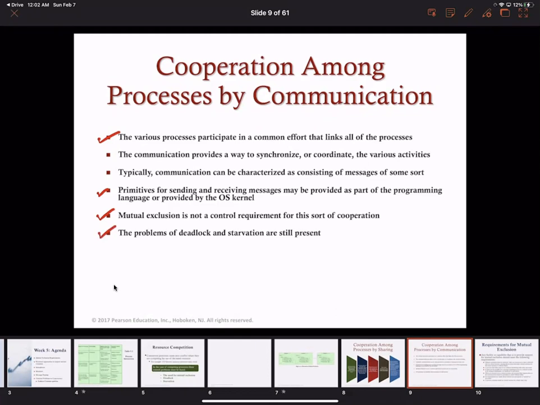Even in this sort of awareness between the processes, where they are cooperating by communication, I can show you an example of deadlock as follows. We could have two processes blocked, each waiting for communication from the other. Here we are waiting for communication because this is cooperation by communication. And this is an example of deadlock.